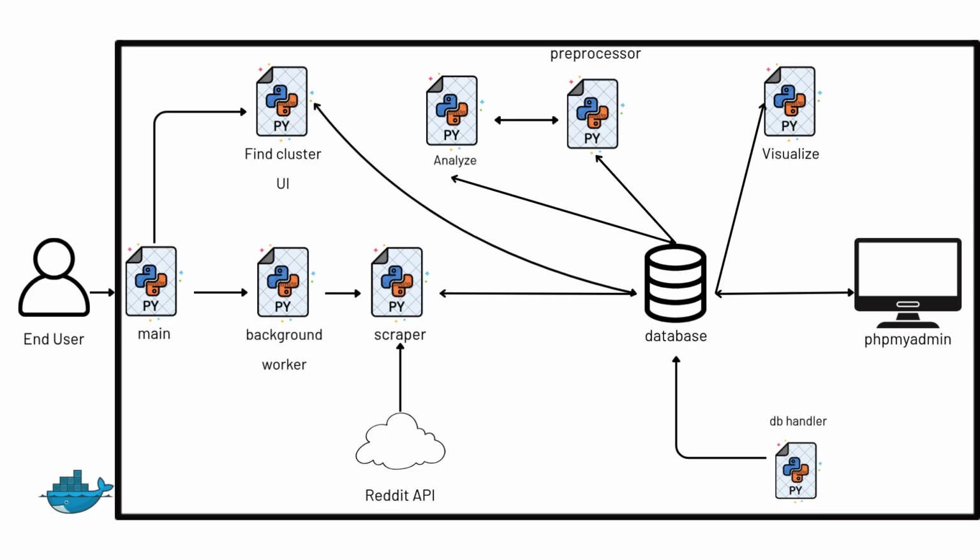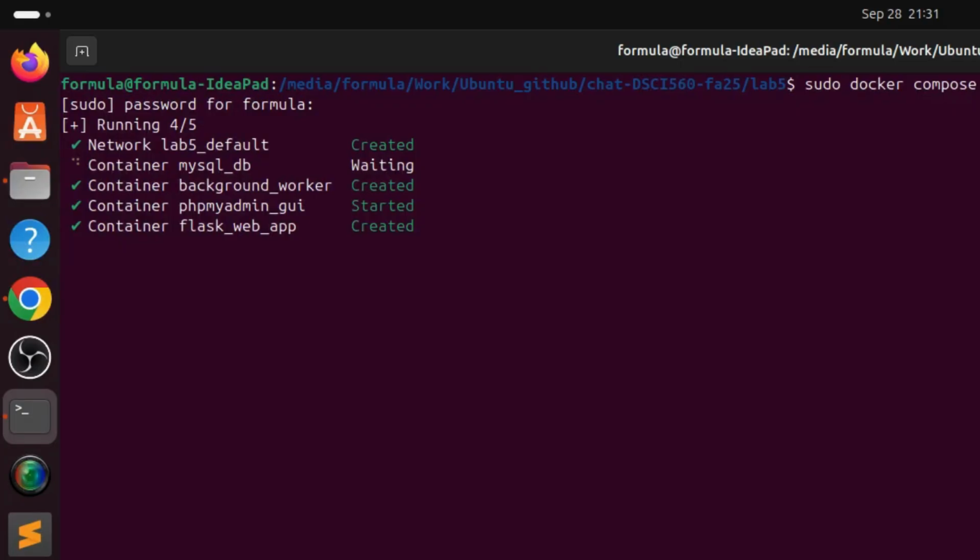So this is a rough diagram of our lab. As you can see, we've used Docker over here, and as soon as the user executes the code, the main file is executed. It runs the background worker, which just automates everything from web scraping to pre-processing to analyzing and everything. The data is stored in a MySQL database. Along with that, we can use PHP to access the data. The main thing over here is we are using the Reddit API to fetch data.